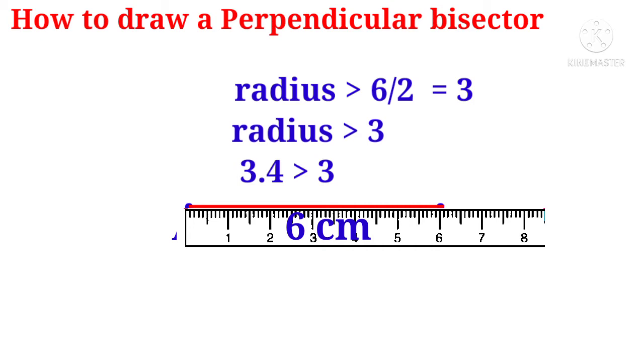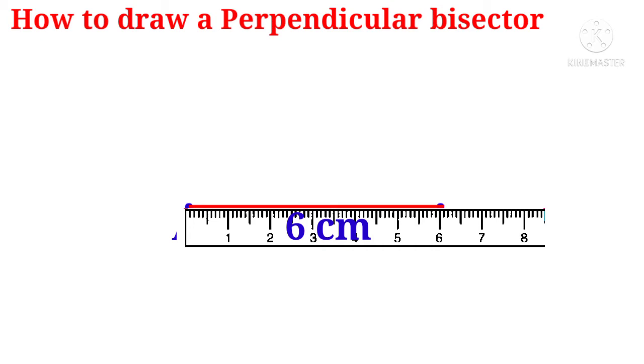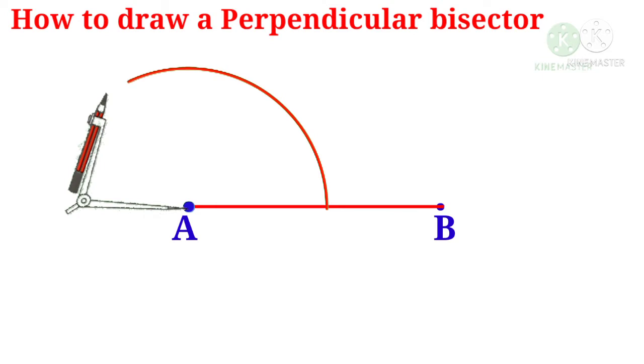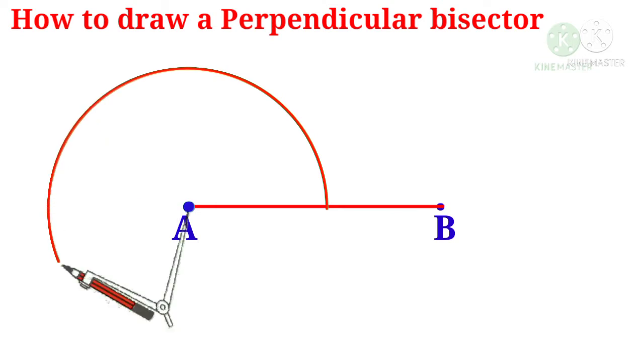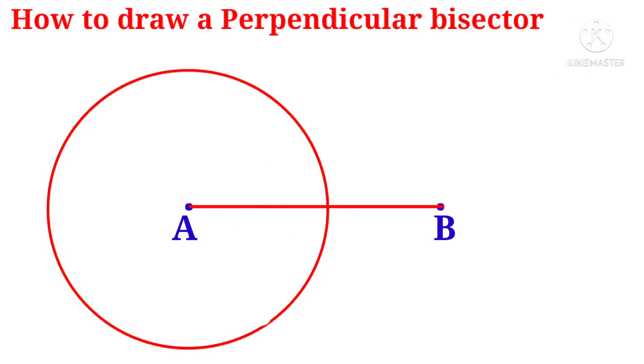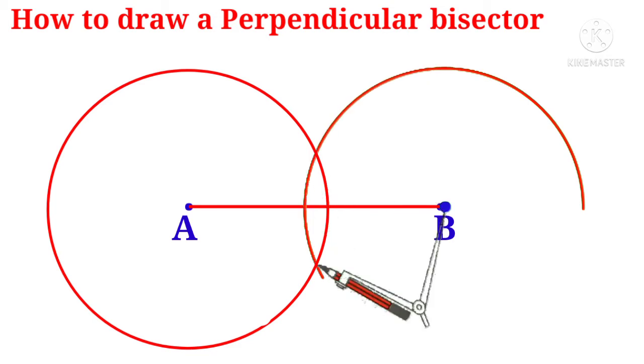But greater than half means 3.1 centimeters, 3.2 centimeters, 3.3 centimeters, 3.4. Any of your choice. Here I am taking 3.4 centimeters radius, and with a compass and center A I am drawing a circle around A. After completing the circle around A, now take center B with the same radius, that is 3.4 centimeters, and draw another circle.